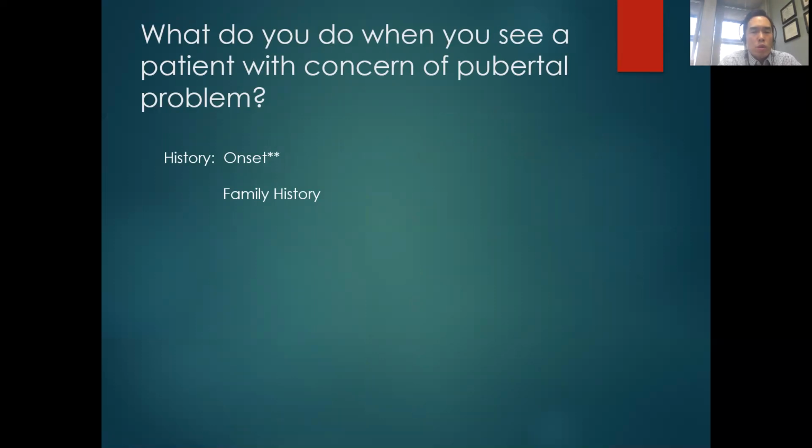So what do we do when we see a patient with concern for pubertal development? Again, we'll go back to the basics, right? So we have to confirm the onset, right? This is one of the most important pieces of the history in order for you to determine whether the patient has pubertal problems or not. So you might want to ask the parent, when is the onset? And often you'll find that there's a family history of either delay or early puberty.